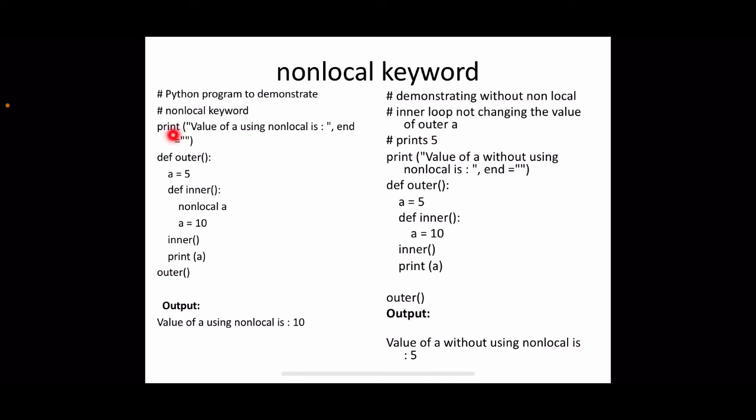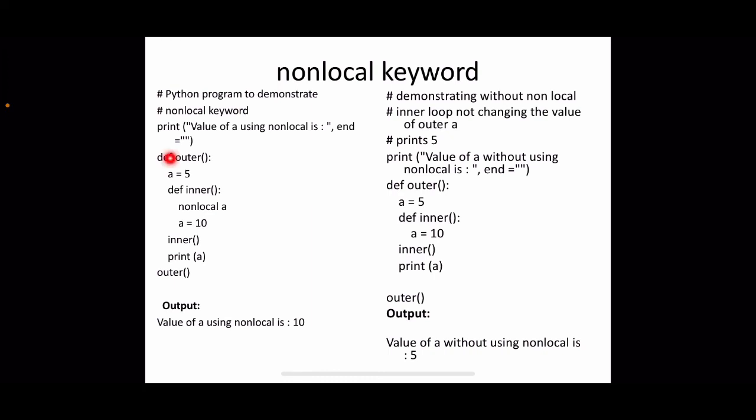In this program, the first statement is print. We are just printing a message: value of a using nonlocal is. Then, end equal to blank or empty means the cursor will remain here itself for displaying something else. So whatever we are trying to print next will come just after this message, not in a new line. That is why we are using end equal to empty. So that is the first statement.